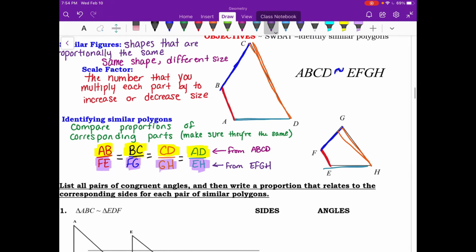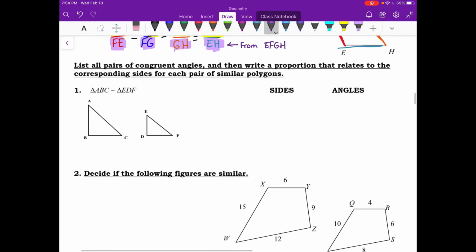So I just need to make sure that I'm staying consistent. I chose that position when I put AB on top of the first part, so I had to stay consistent the whole way. Okay, let's do some examples.